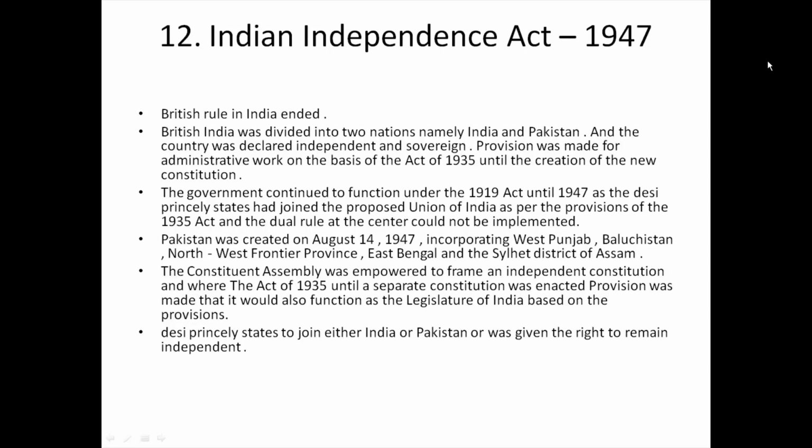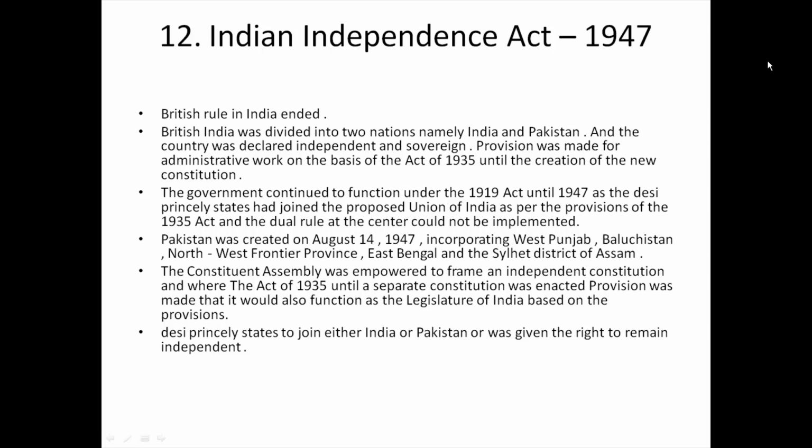Indian Independence Act, 1947. British rule in India ended. British India was divided into 2 nations, namely India and Pakistan. And the country was declared independent and sovereign. Provision was made for administrative work on the basis of the Act of 1935 until the creation of the new constitution.